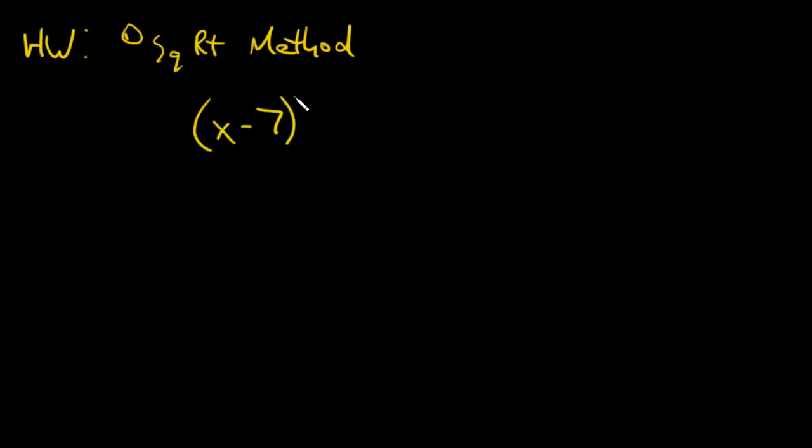Use method 1, the square root method, on the following: (x minus 7) quantity squared plus 1 equals 10. Solve that using the square root method.